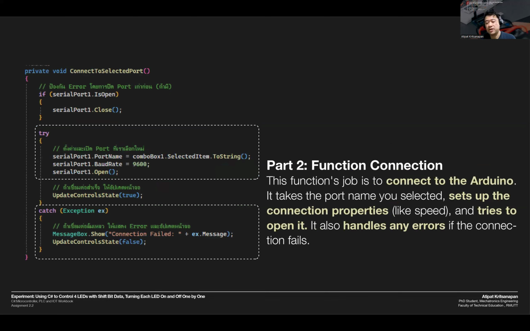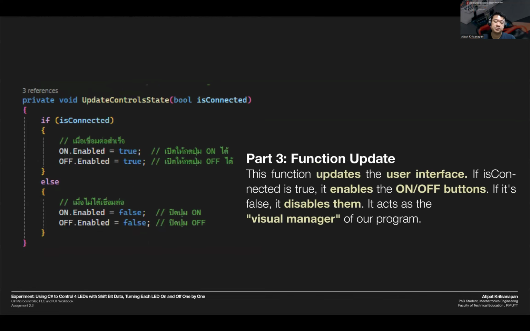Function connection. This function's job is to connect to the Arduino. It takes the port name you selected, sets up the connection properties like speed, and tries to open it. It also handles any error if the connection fails.